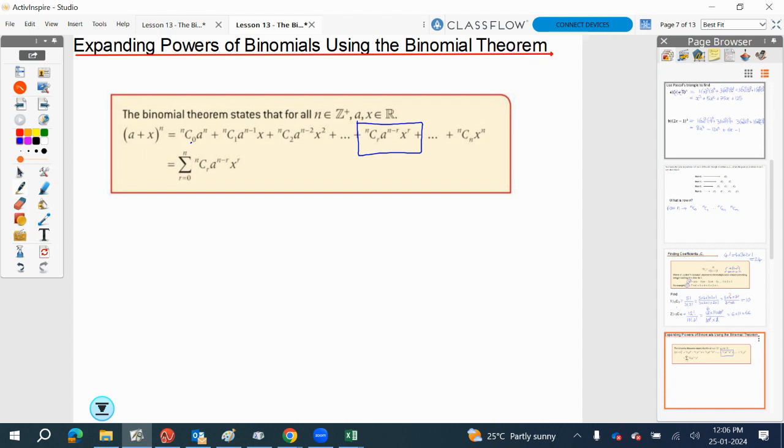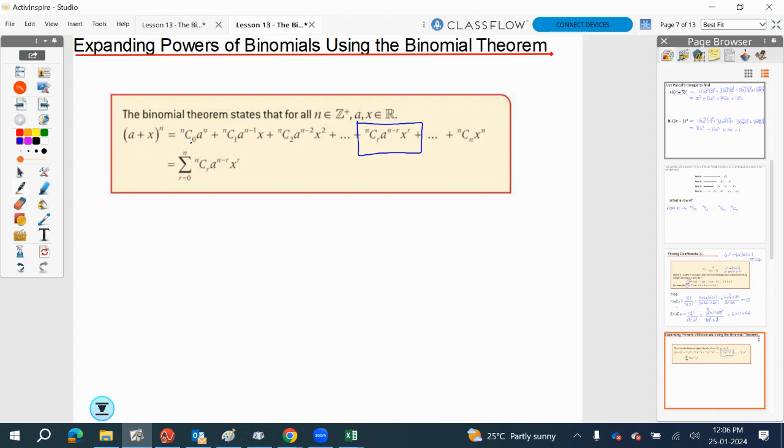So here we've got a plus x instead of a plus b. So we've got a to the n minus 1, a to the n minus 2, a to the n minus r, until you get all the way to the end where it's a to the 0 and it disappears. You see how the other term generates. It doesn't appear in the first one. We get this x to the 0, x to the 1, x to the 2, x to the r, up until x to the n. And it's just showing the progression.